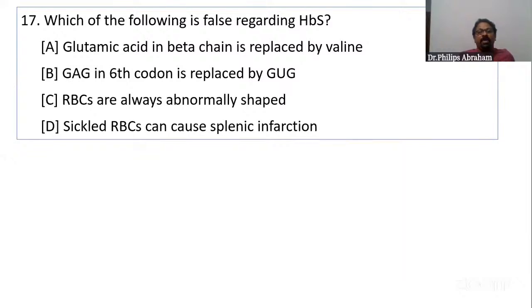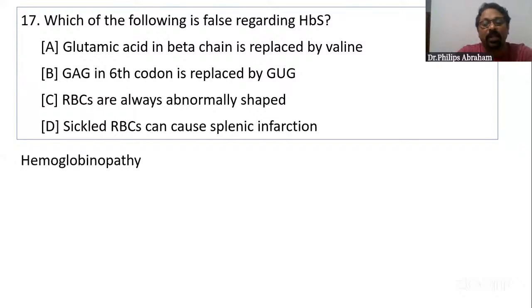Which of the following is false regarding sickle cell hemoglobin, HbS? You know the sickle shape hemoglobin, where in the beta globin chain at the 6th position, glutamic acid is replaced by valine, that's called sickle cell hemoglobin. And it forms a sickle shape only in the deoxy conditions. RBC form a sickle shape, not the hemoglobin.